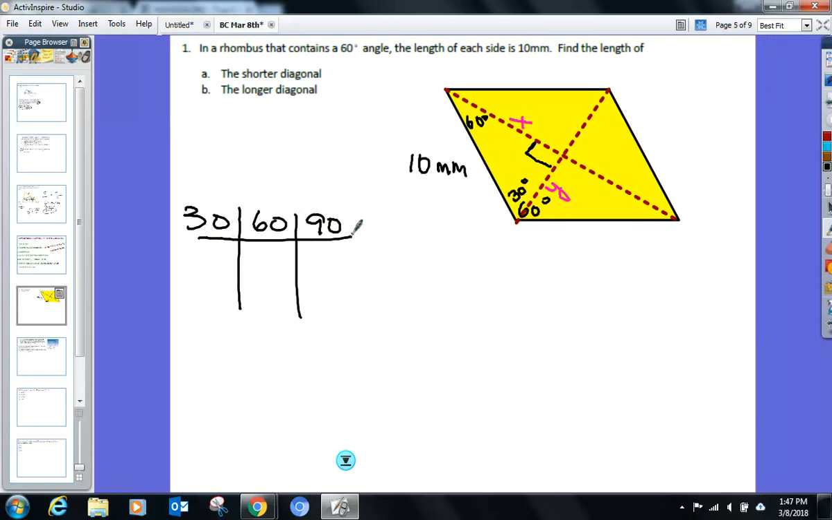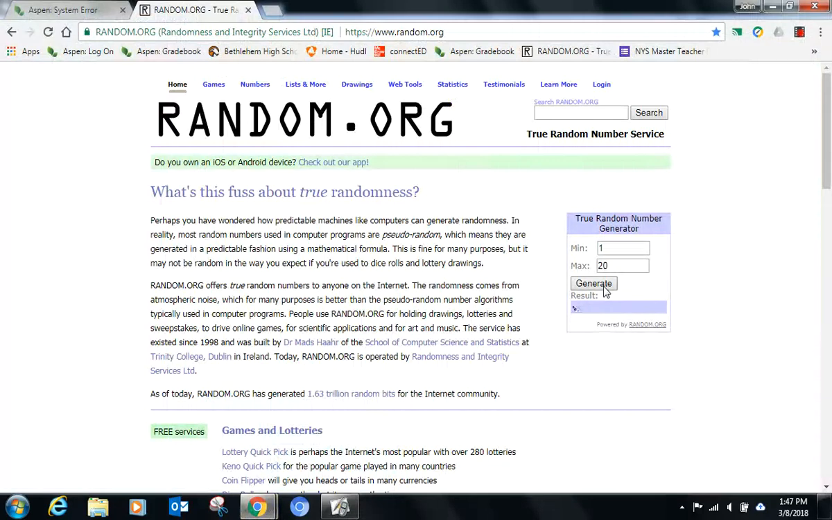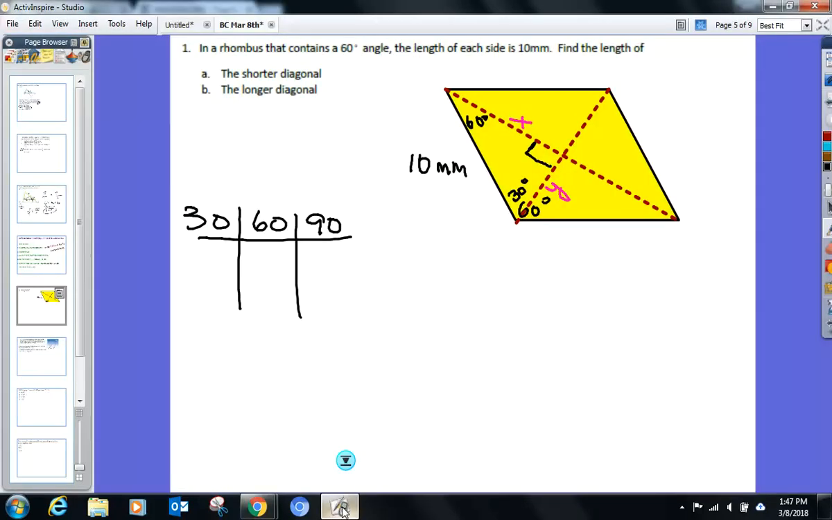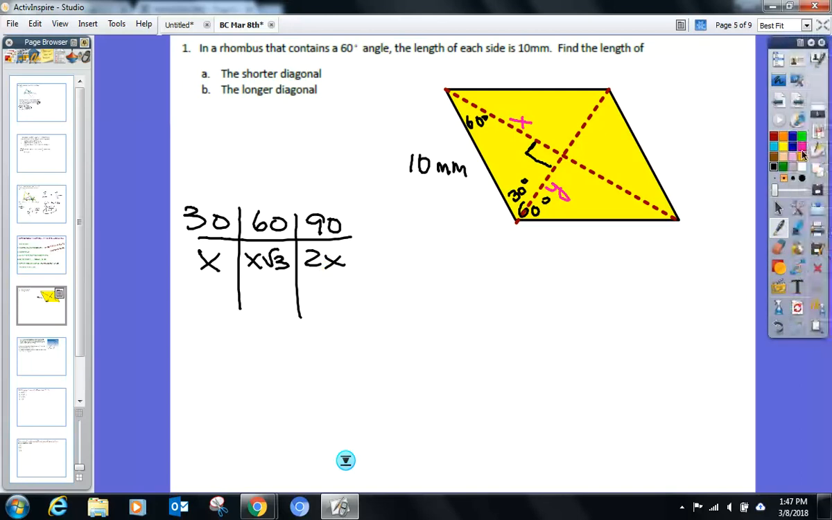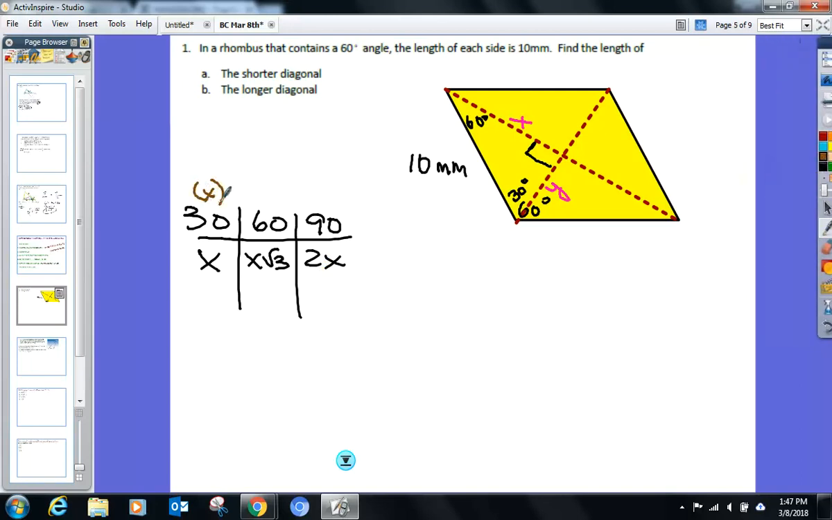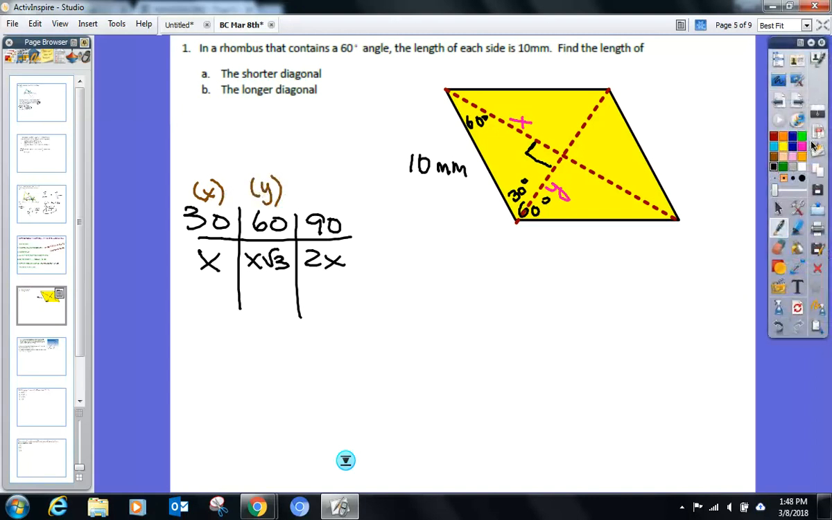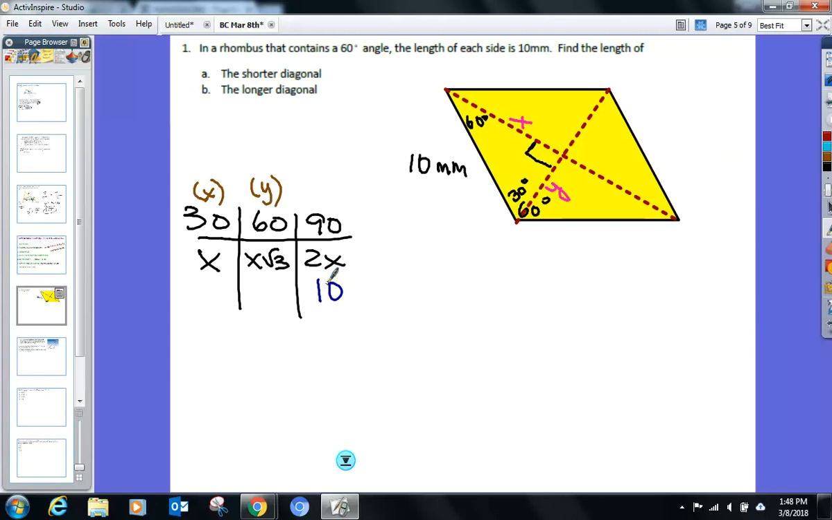All right, refresh. What are my 30-60-90 rules? Here you go. X, 2x, perfect. And it looks like we're going to find the side across from 30, which is x, and the side across from 60, which is y. All right, so those are the sides I need. What side did I give you? The side across from 90 is 10. Do you have the ability to fill in the rest of the chart now?